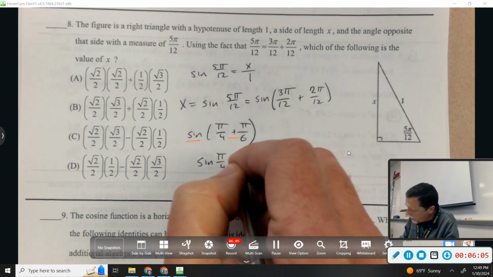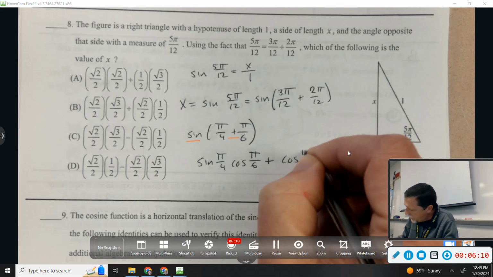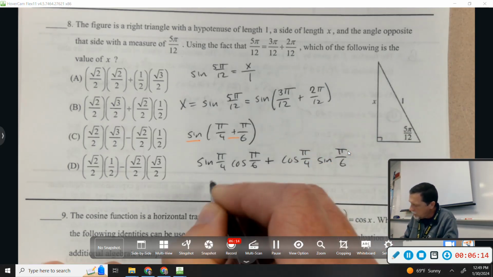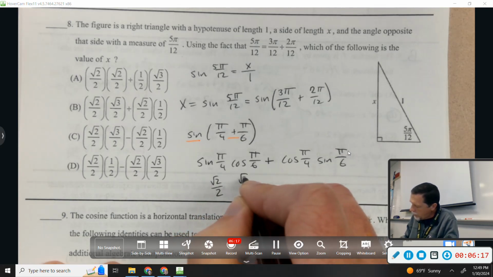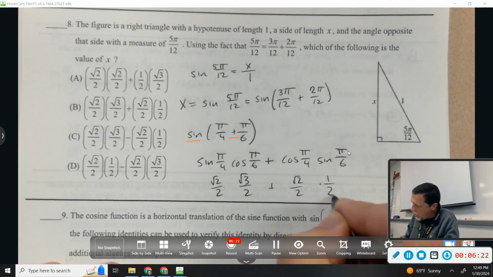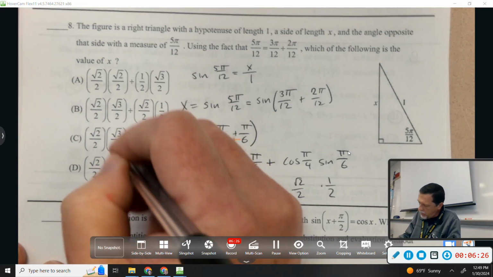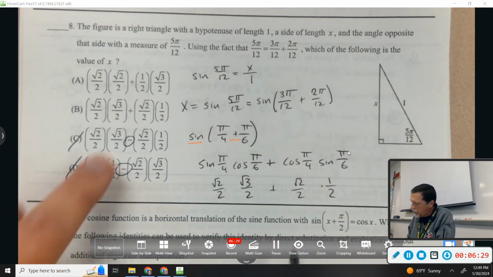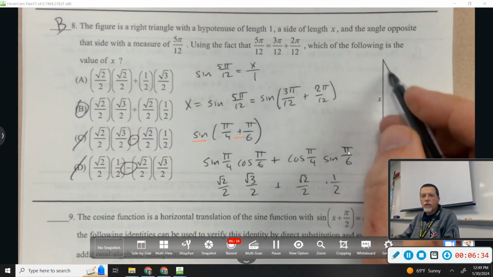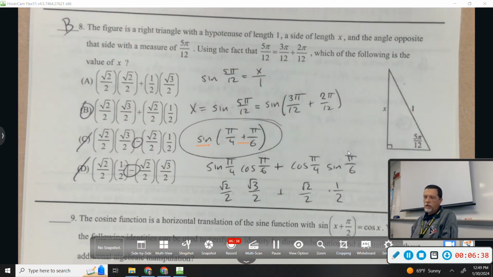Sine of the first one, cosine of the second one, plus vice versa, cosine of the first one, sine of the second one: root 2 over 2, root 3 over 2, root 2 over 2, and 1/2. So which one of those matches up to that? Well, C and D have a minus sign in there, so they're out. I think it matches to B. So a creative way to ask a problem that forces you into using the sine sum equation.